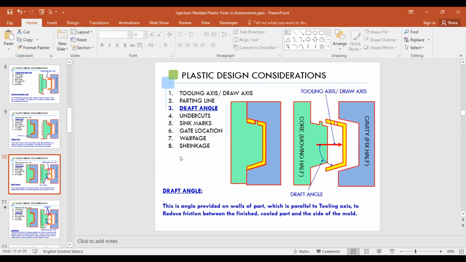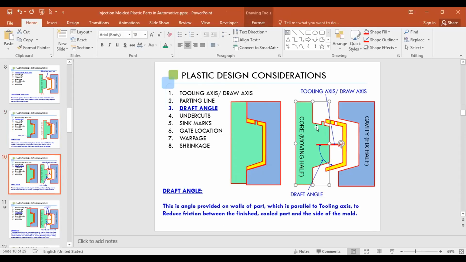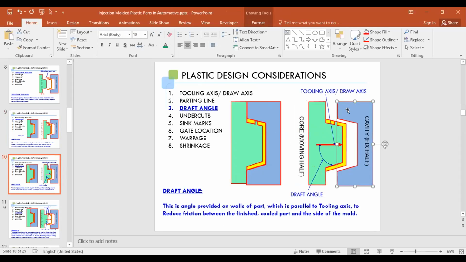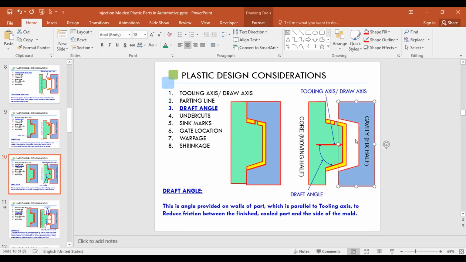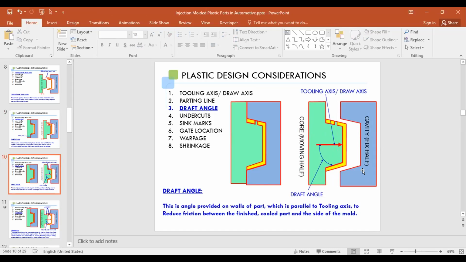The third one is draft angle. You can see this mold is in closed condition. What will happen after the injection? We will inject the plastic material in the cavity. Then after that, this will open. Actually, this will remain at this location and will not move. This core half together with the part will move.